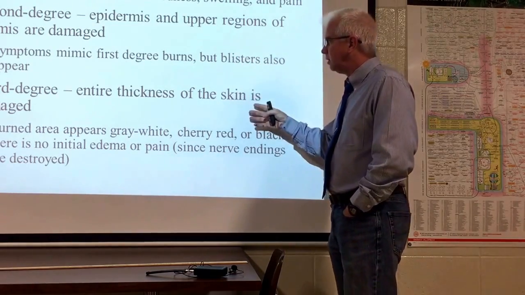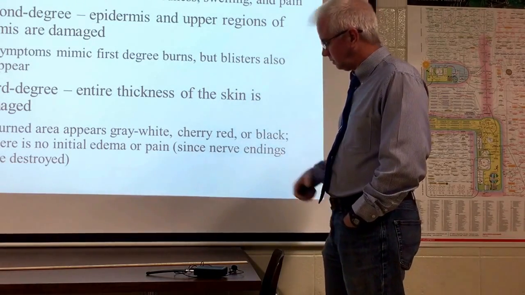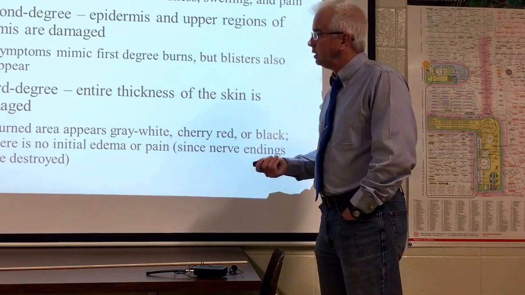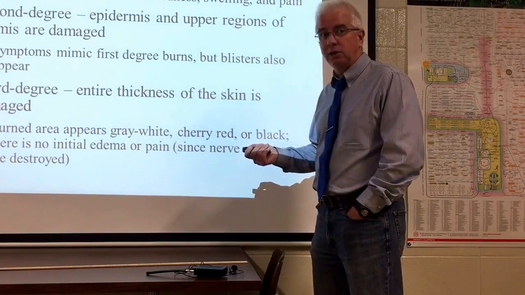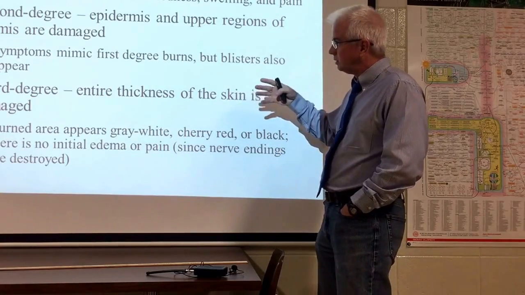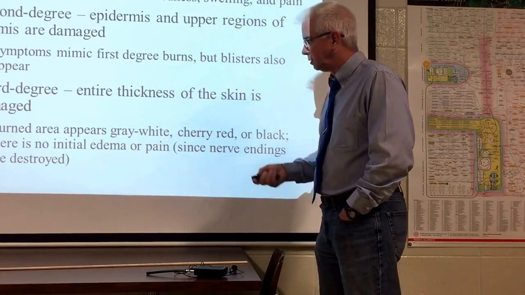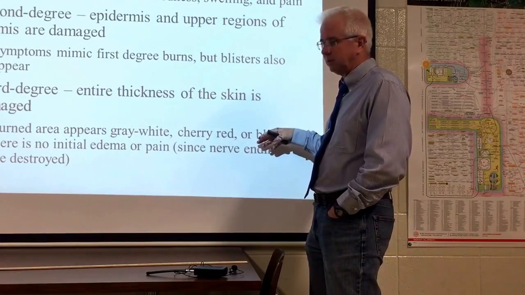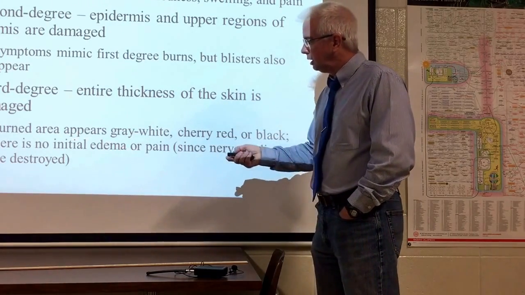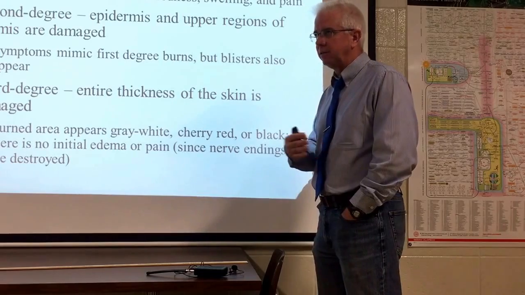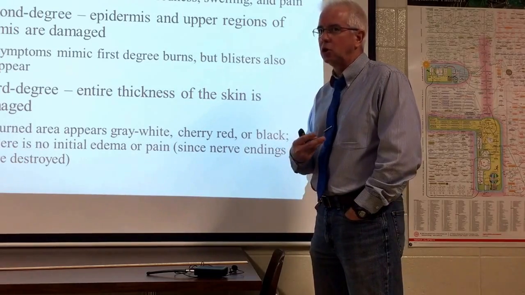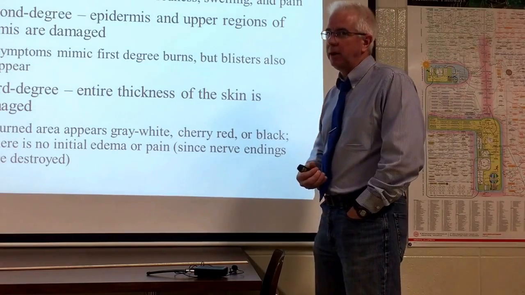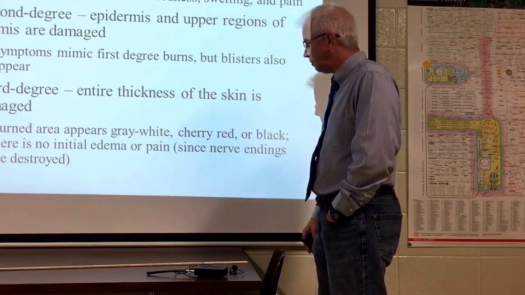A third-degree burn covers the entire thickness of skin through the hypodermis and oftentimes even into the underlying superficial and deep fascia and even into the muscle occasionally. So third-degree burns, entire thickness. The burned area appears this grayish white or cherry red or sometimes black color. Initially, there's no pain because the sensory nerve endings are cauterized by the burn. However, they will repair, and as they do, the pain will come later.